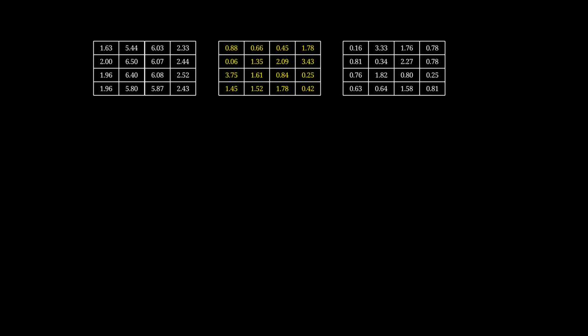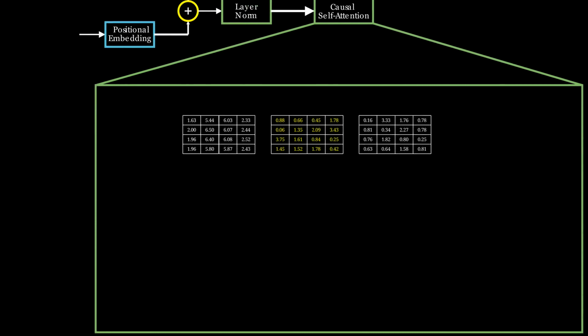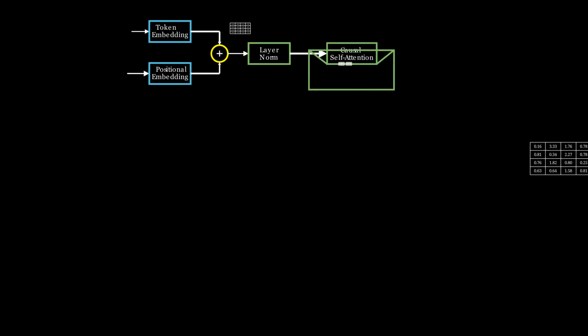We then concatenate the 2 heads, and we multiply that by another learned weight matrix. This 4 by 4 matrix is the output of the causal self-attention layer.